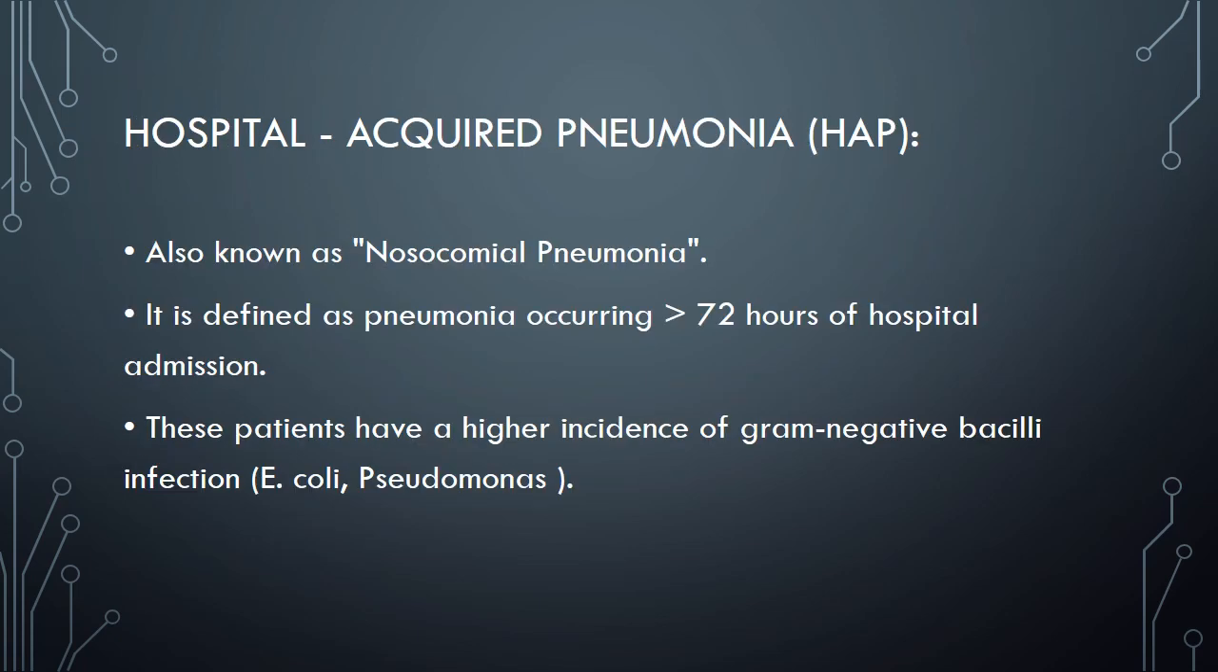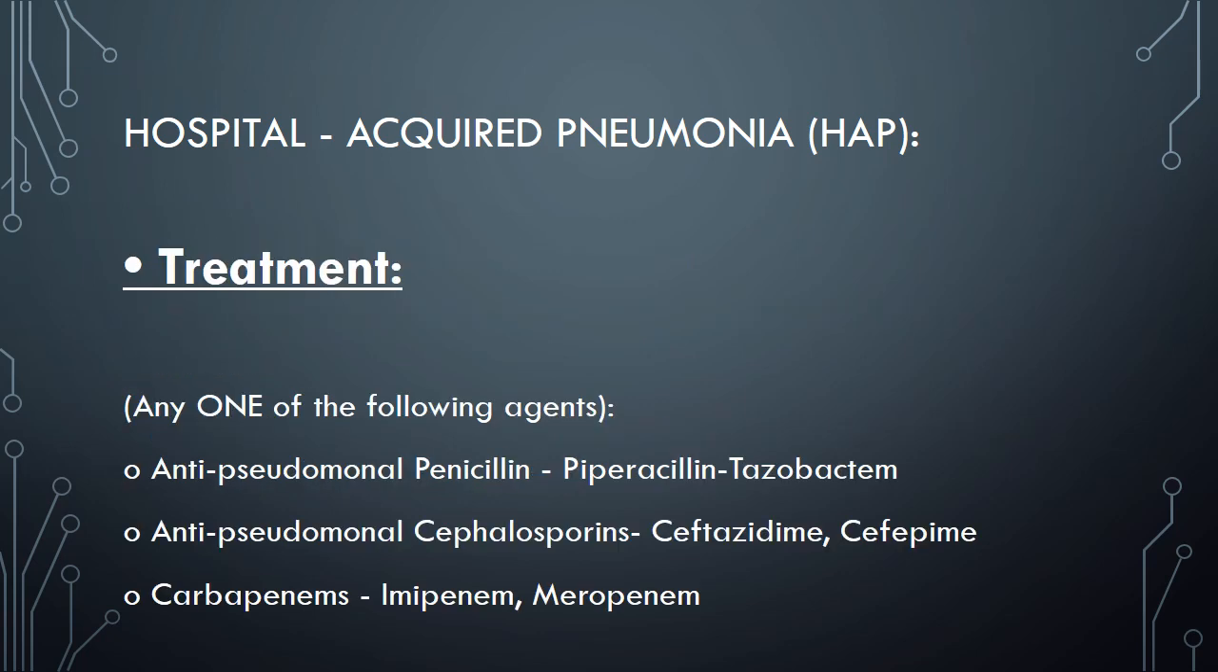Hospital acquired pneumonia is also known as nosocomial pneumonia, and it is defined as pneumonia occurring after 72 hours of hospital admission, and these patients have a higher incidence of gram-negative bacilli, example E. coli and Pseudomonas. Therefore, macrolides are not effective empiric therapy in these patients. The treatment will include any one of the following: either anti-pseudomonal penicillin, example piperacillin or tazobactam, anti-pseudomonal cephalosporin, example ceftazidime or cefepime, or carbapenems like imipenem and meropenem.